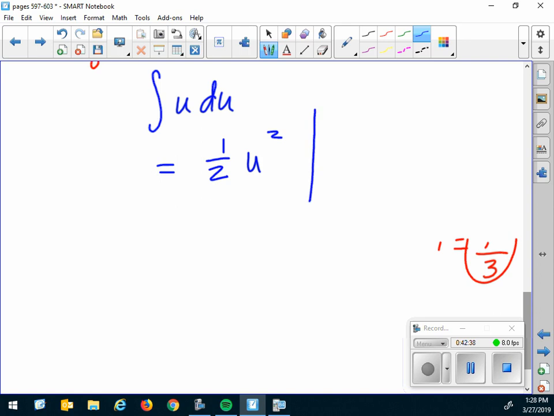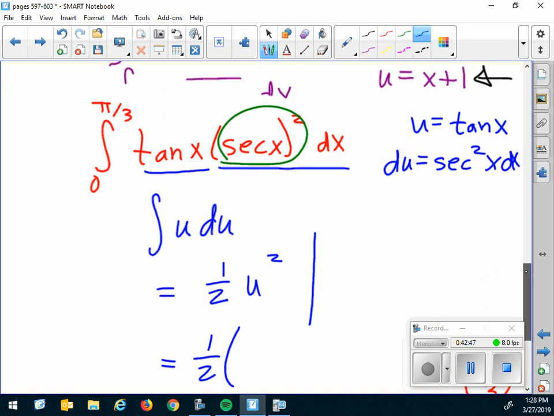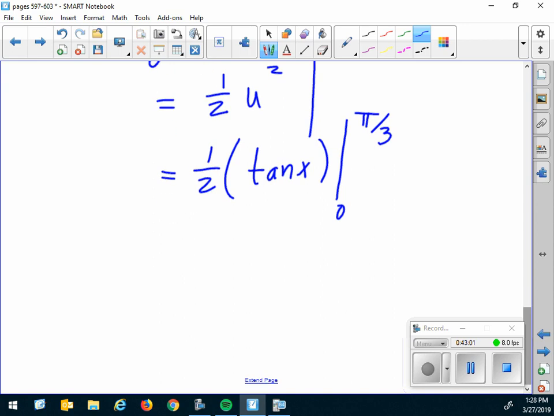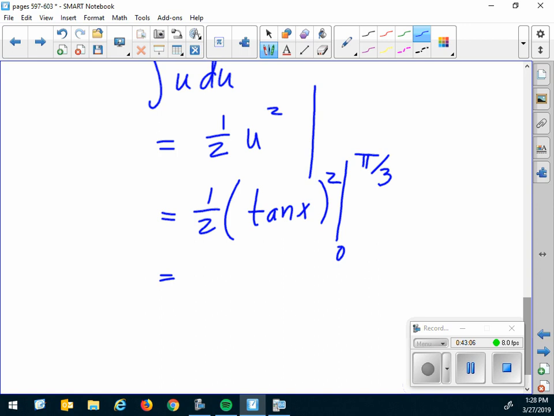But remember, I can't say evaluated from where to where because I don't know. So I'm going to plug back in my x, tangent x, evaluated from 0 to pi over 3. Yeah, I guess it is. Dang it, I left off the square.